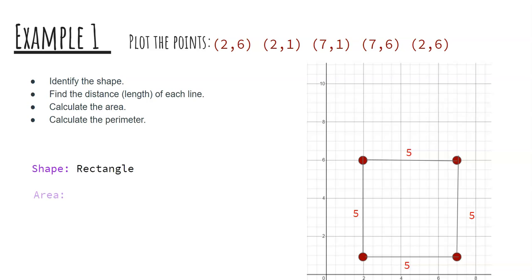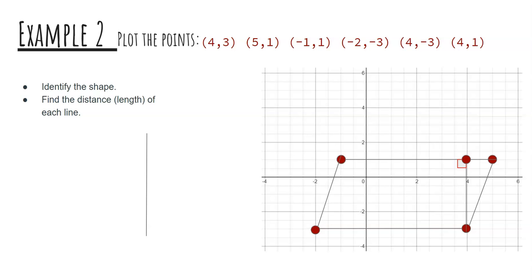So now let's calculate the area. So area again is going to be our base times the height. So if we take our base right here and we multiply it by the height, it's going to be 5 times 5. That gives us 25. And the perimeter is to add up all the sides. All of our sides are 5. So if we add up 5 plus 5 plus 5 plus 5, that's going to give us 20.